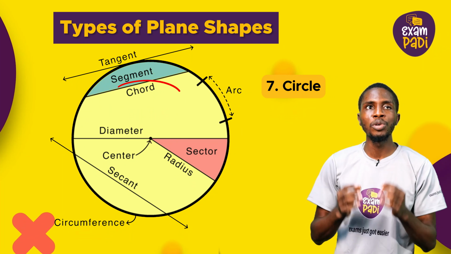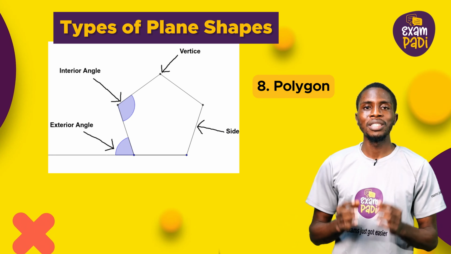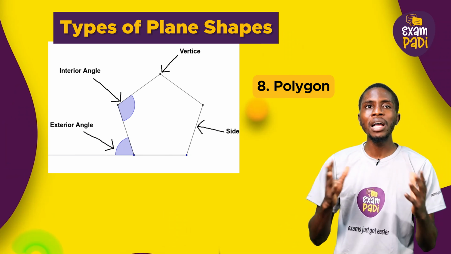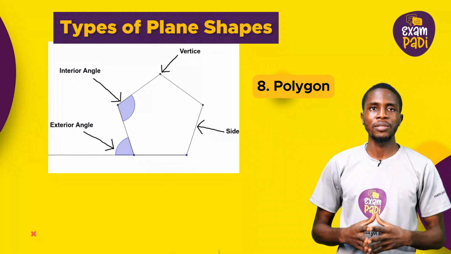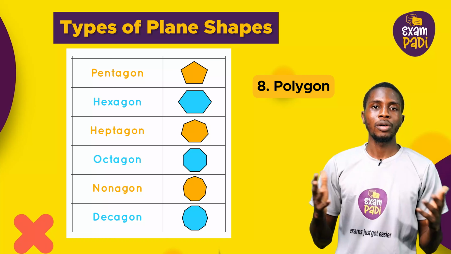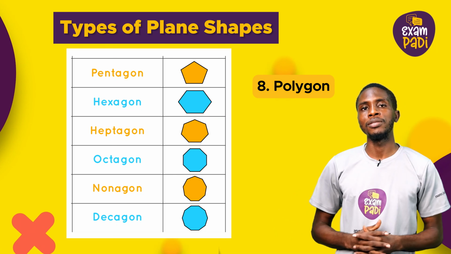The eighth type of plane shape we'll be looking at is the polygon. Polygons are two-dimensional shapes that are formed by enclosed regions created by line segments. They have no thickness but possess two dimensions, length and width. The sides of a polygon are called line segments, while their endpoints are called vertices. Examples include octagon, pentagon, hexagon, and so on.